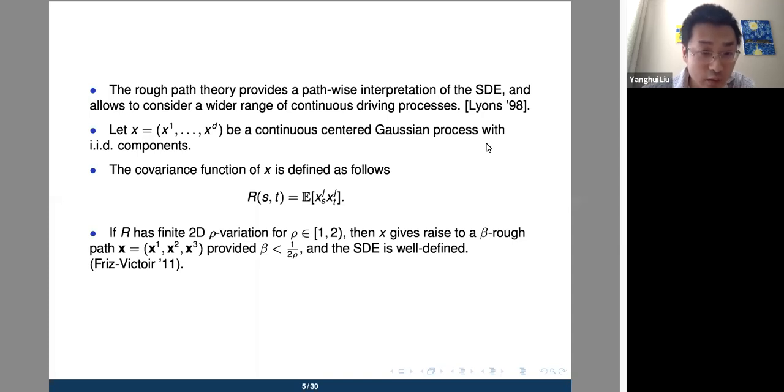We know that R has a finite 2D rho-variation for rho greater or equal to 1 and less than 2, and then x gives rise to a beta rough path. The rough path we denote by bold X, which is equal to (1, X^1, X^2), provided beta is below 1/(2 rho). With this assumption, the SDE is well defined.